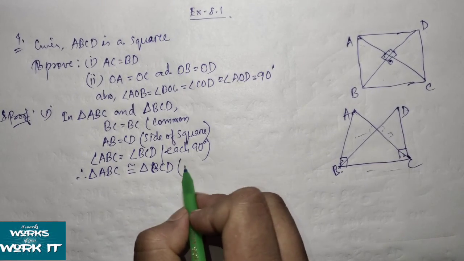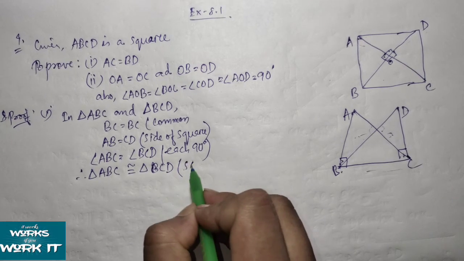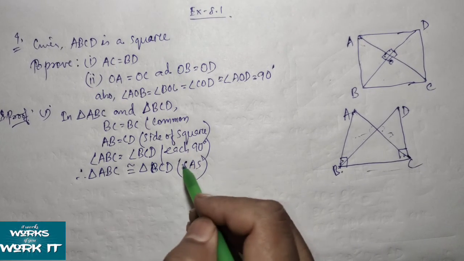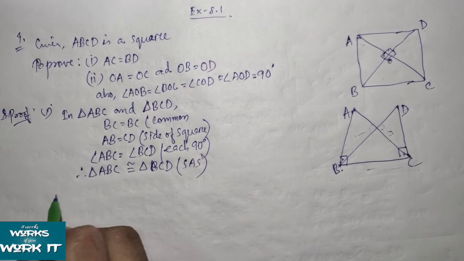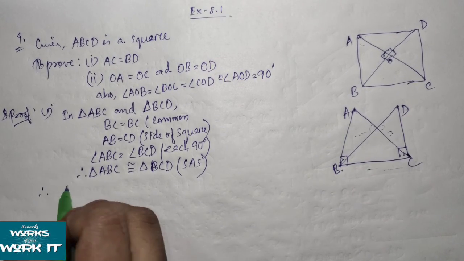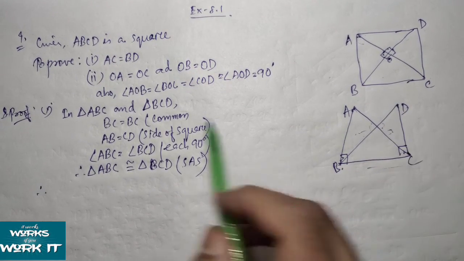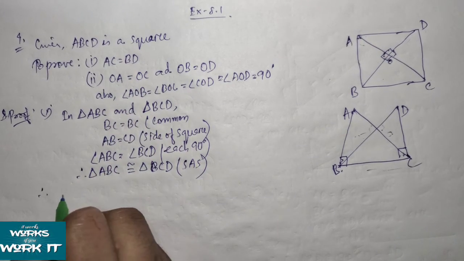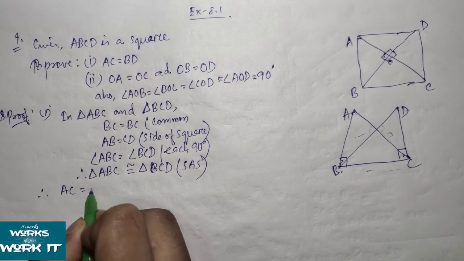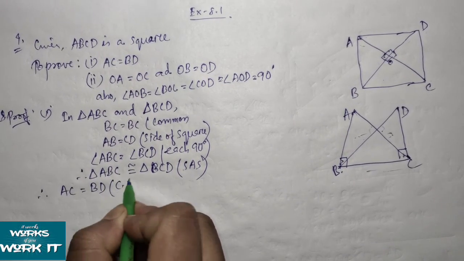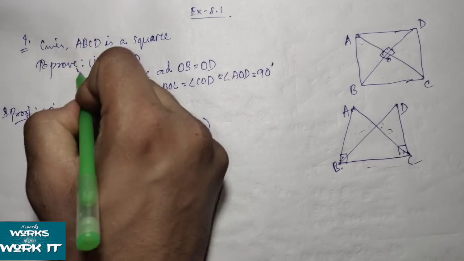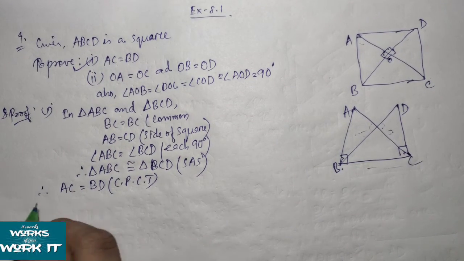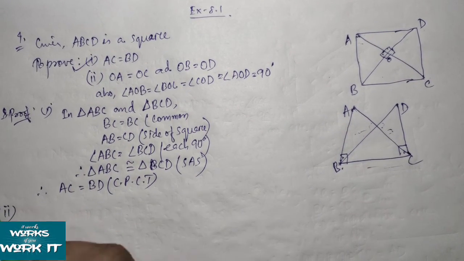Which criterion have I used here? I have used SAS, two sides and one angle. So what we can conclude, whatever we need for question proof one, is AC is equal to BD. After showing this, I can write directly AC is equal to BD. Why? It is CPCT. So the first one is proved. Next we will move on to the next one.